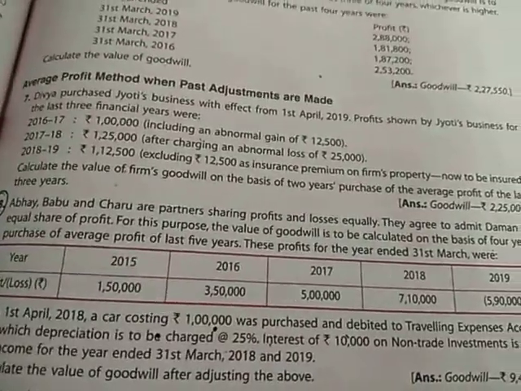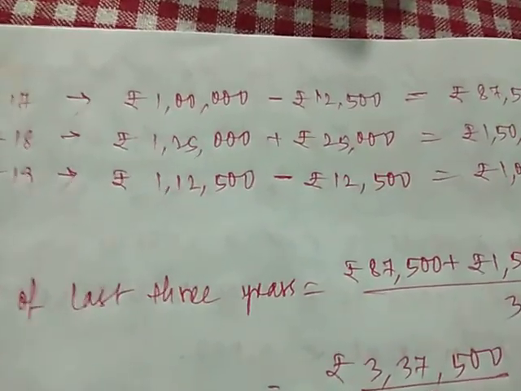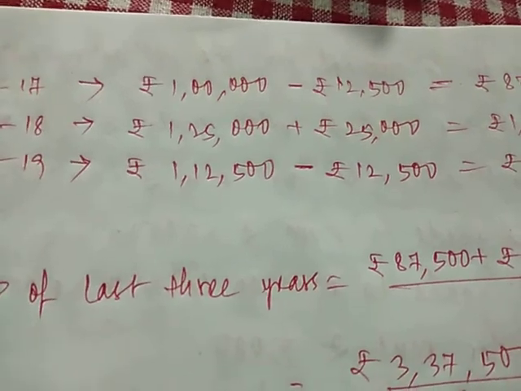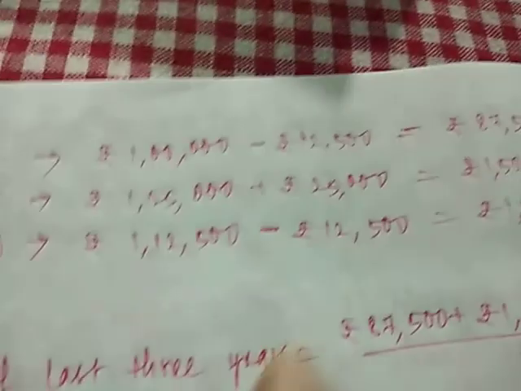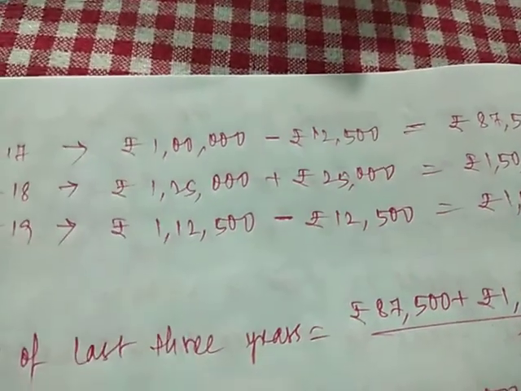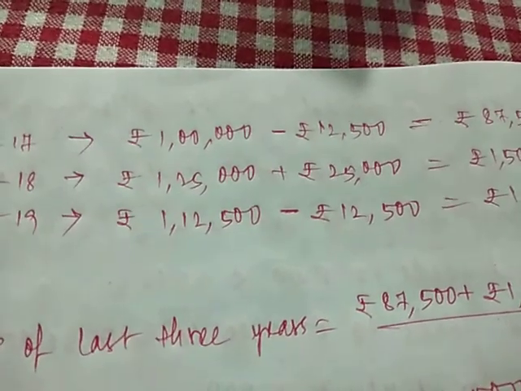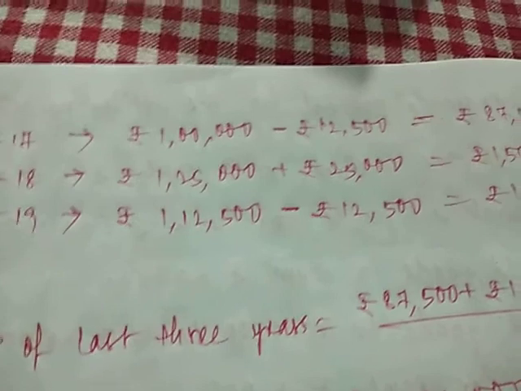And in the last year we have 12,500 excluded as insurance premium. Insurance premium is also an expense. Since the premium is to be paid on the firm's property, insurance premium is also an expense of the business. So such expense must be subtracted, but it was not subtracted, so we have subtracted it now. It is a normal expense. While conducting business, if you want to insure your goods, you have to insure the property of the firm, then in that case this is the firm's expense and it must be recorded.